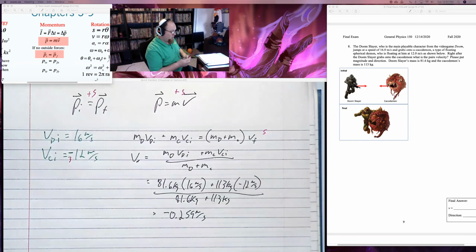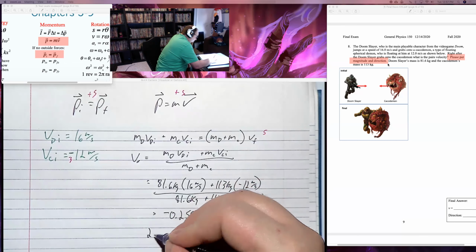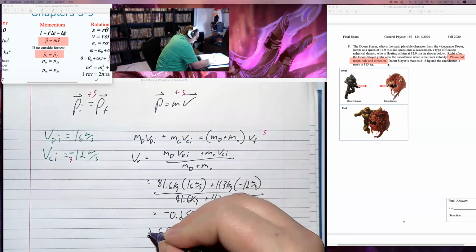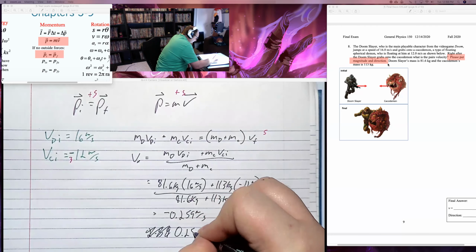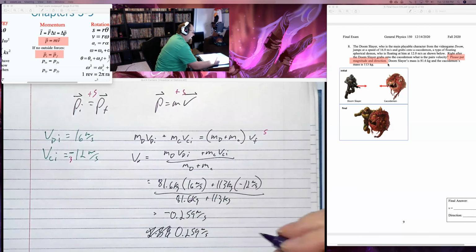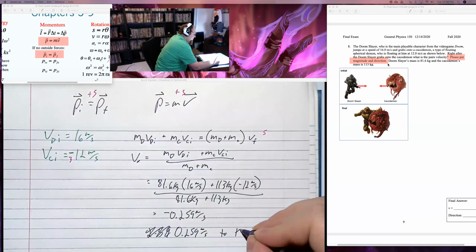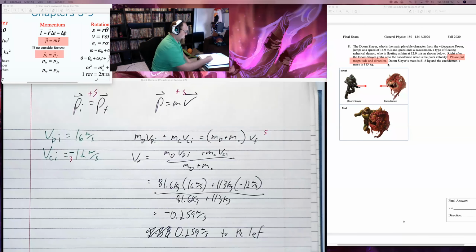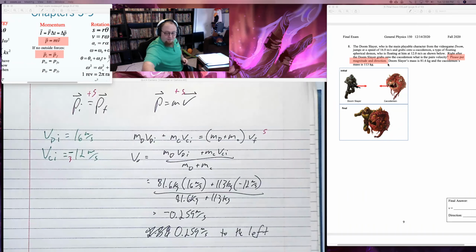Now, one thing on these problems. I always say, what is the magnitude and direction? I was pretty explicit on this one. Please put magnitude and direction. When I say that, I actually want you to write out what the direction is. So the value is 0.259 meters per second, and it's negative. Negative is to the left. I literally just spelled left wrong.